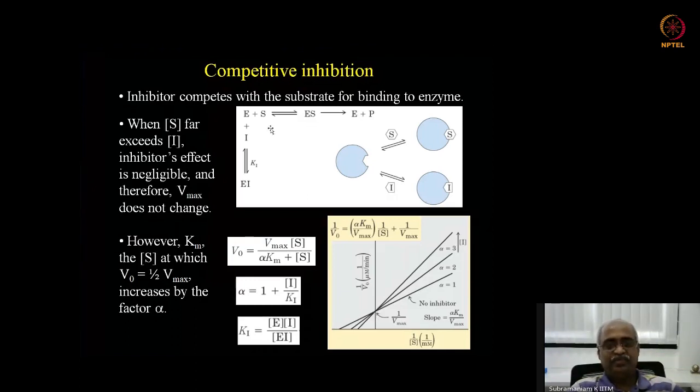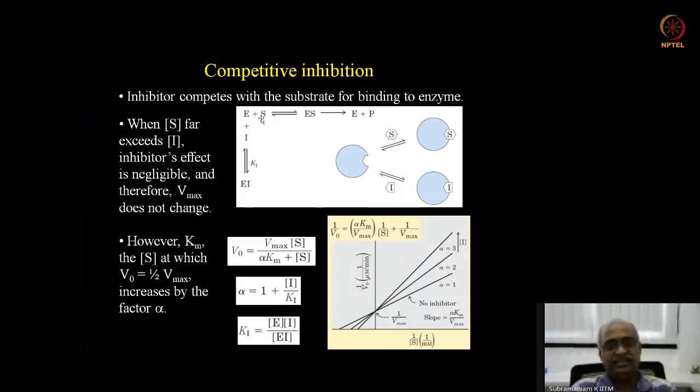On the other hand, the inhibitor competing with the substrate to bind the enzyme, in a sense, reduces the affinity between the enzyme and the substrate, which means Km is going to increase. You need a lot more substrate to bind with the enzyme when the velocity is half Vmax in the presence of inhibitor than in the absence of inhibitor.